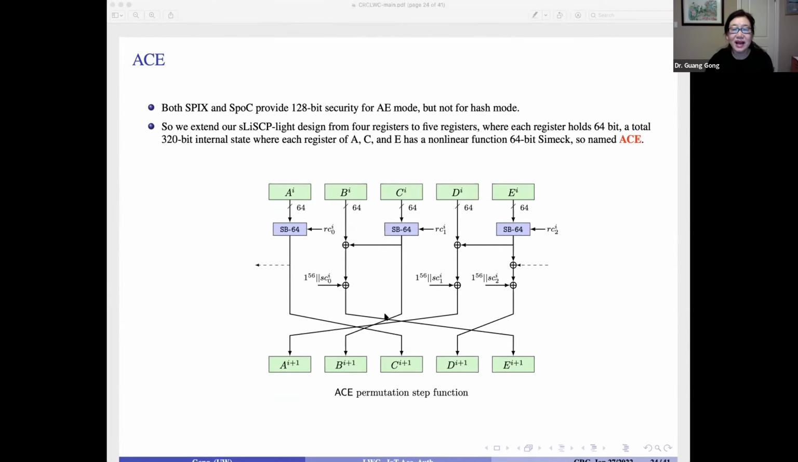So in order to get hash mode with 128-bit security, we slightly modified our design. Basically, we just add one branch, one register, so it becomes 5 registers now. We named the 5 registers A, B, C, D, E. Then we put Simeck SpoC at the A, C, E registers, so the name ACE came out. And of course, once we add one more register, we also need all of the cryptanalysis, which is also done accordingly.